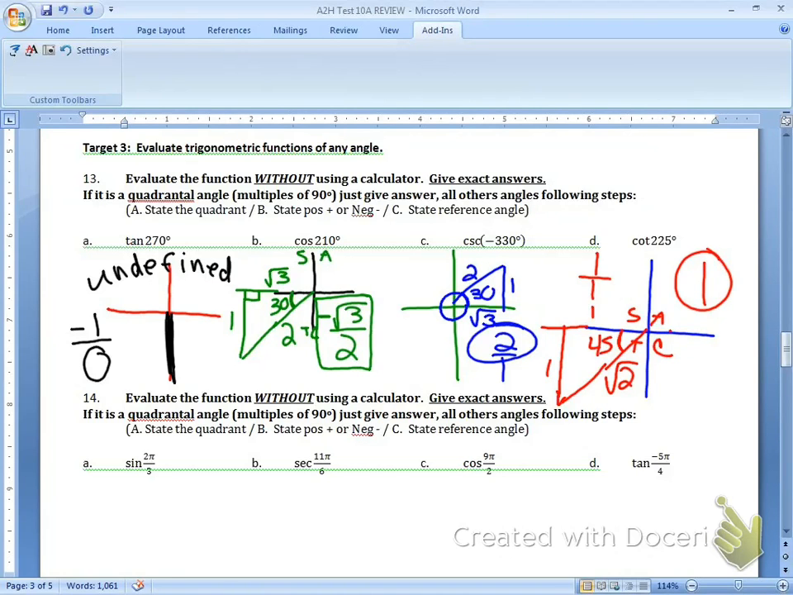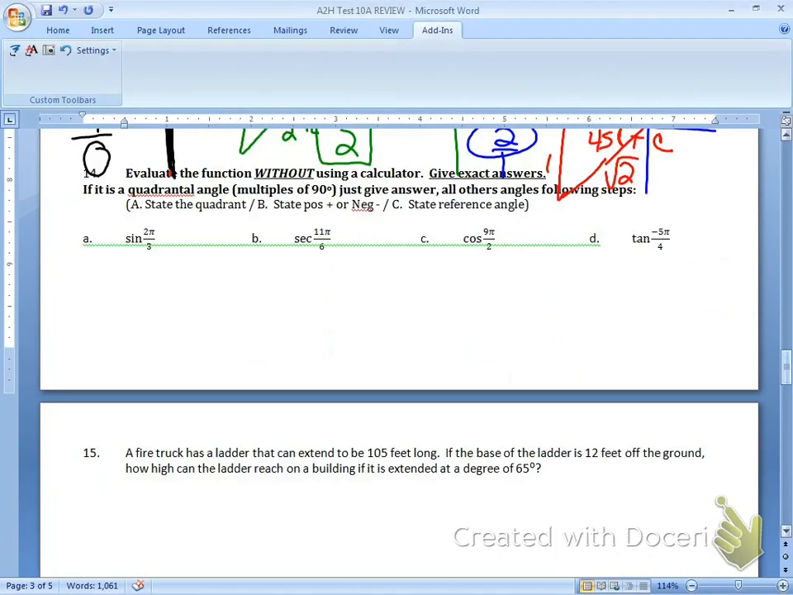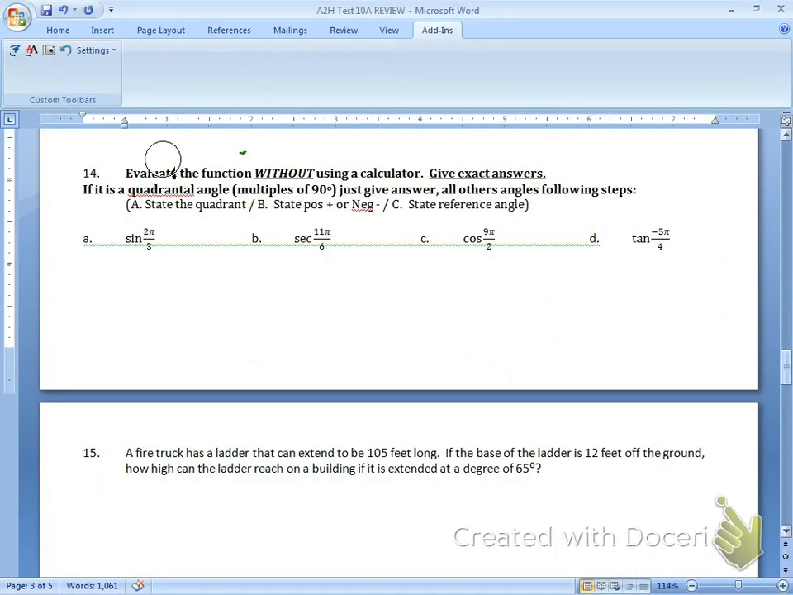Okay, we're going to do the same thing here but in terms of pi for number 14. The same type of process. And again, because you guys are going into pre-calc next year, they're going to assume you know these pi symbols. So I do not want you converting them to degrees. I want you to keep them in terms of pi. It will help you next year.